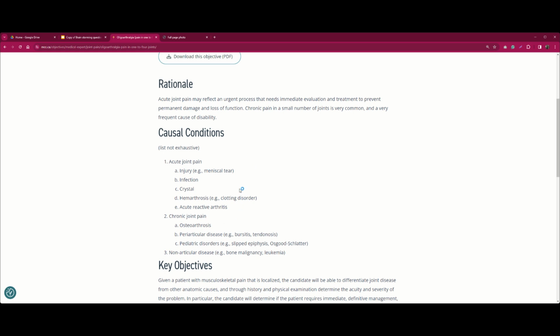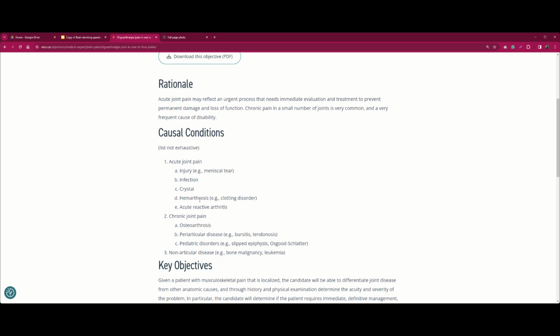So it is very important that when a patient comes with 1 to 4 joints, if it's an acute one, again you have to see if there is any injury. It can be due to meniscal tear, infection, any crystals, hemarthrosis, or acute reactive arthritis. Chronic, you go through all of the structures surrounding that particular joint. So it can be osteoarthrosis, or the tendon and bursa, or if it's a pediatric group, you think about the slipped epiphysis, Osgood-Schlatter, and you can also think of something chronic. So is it a malignancy? Is it due to some other systemic disease like leukemia?